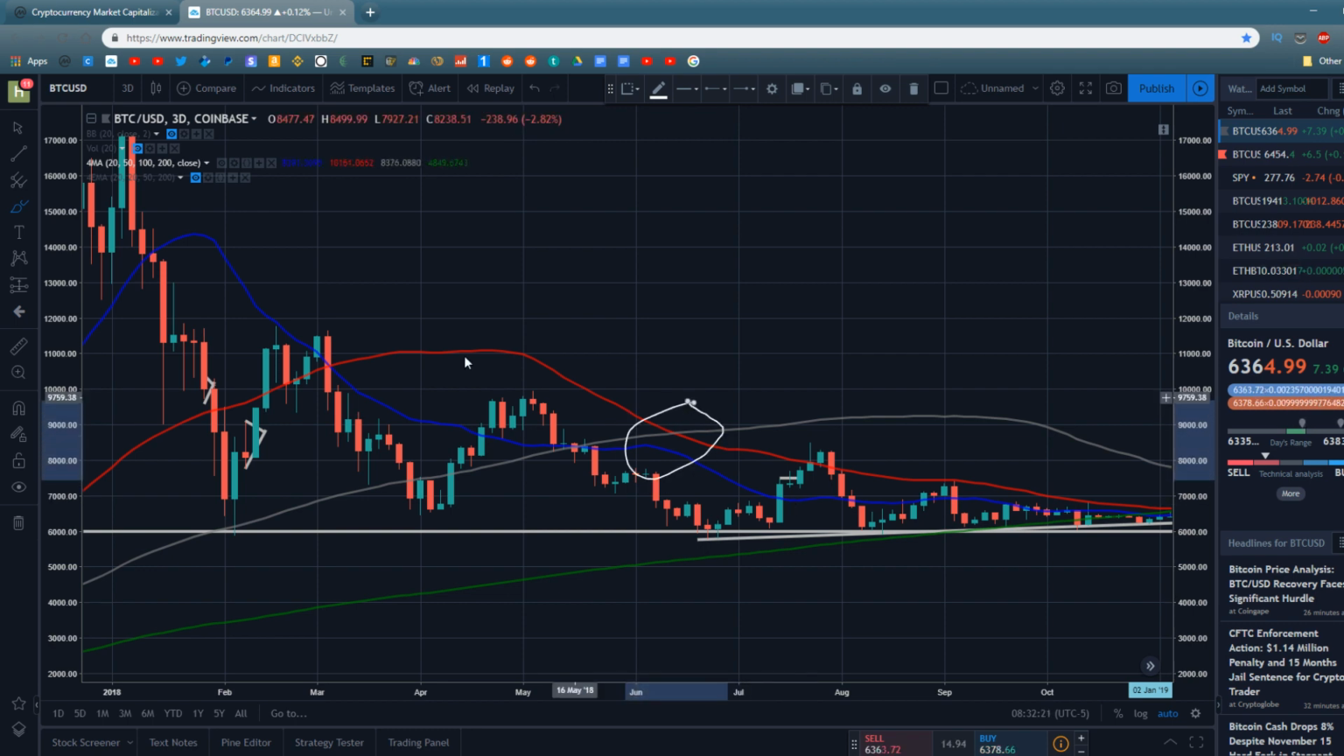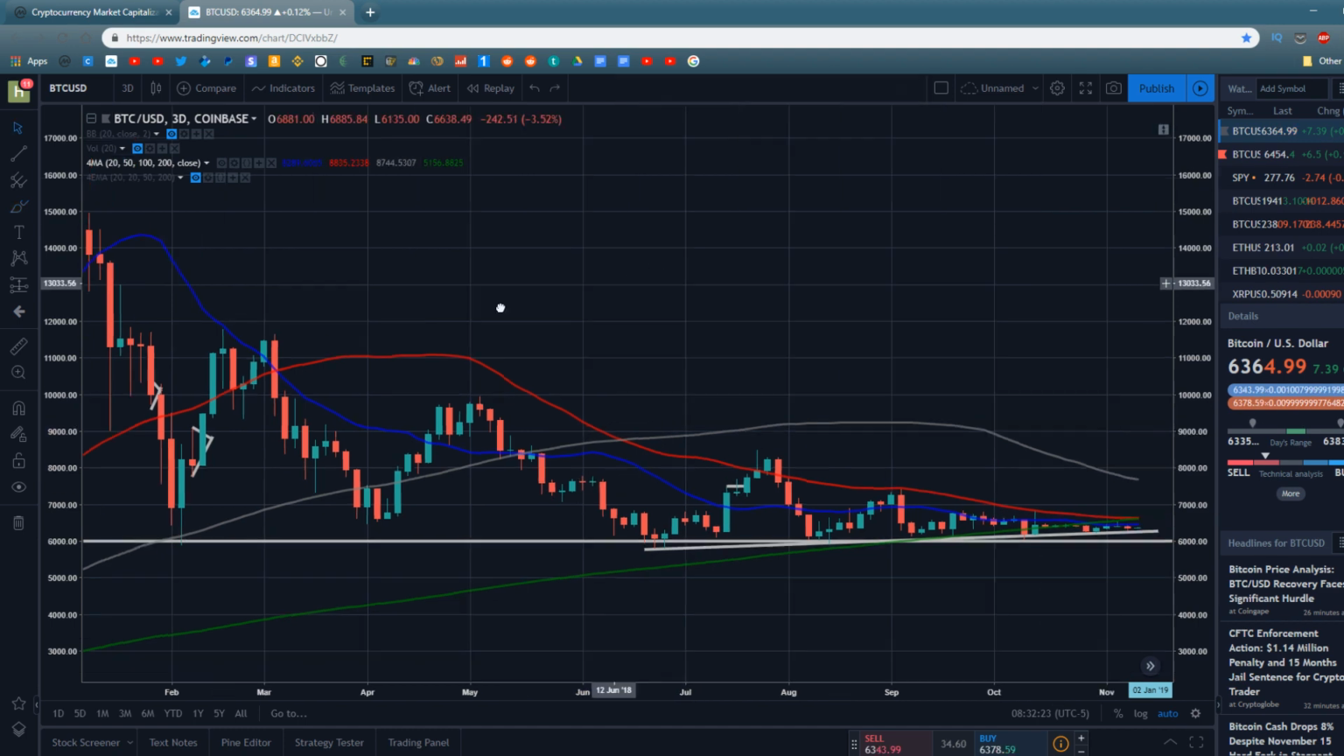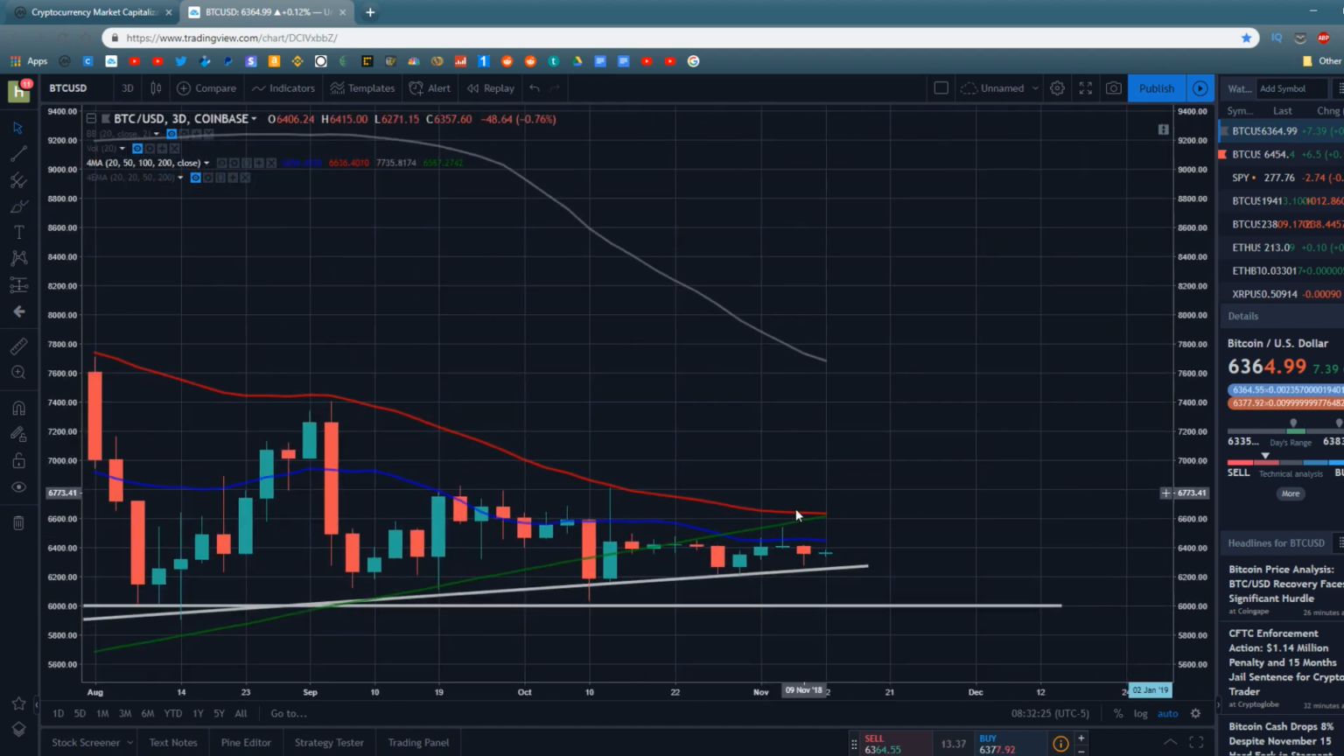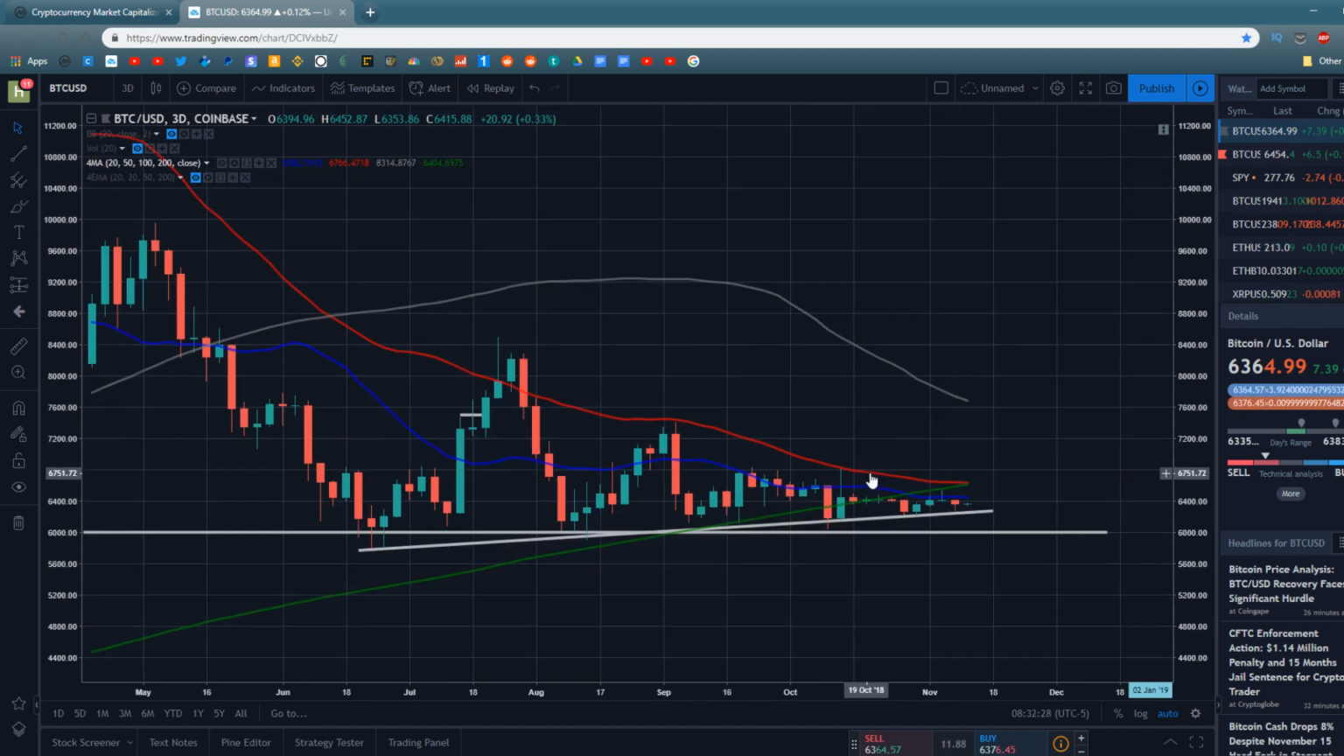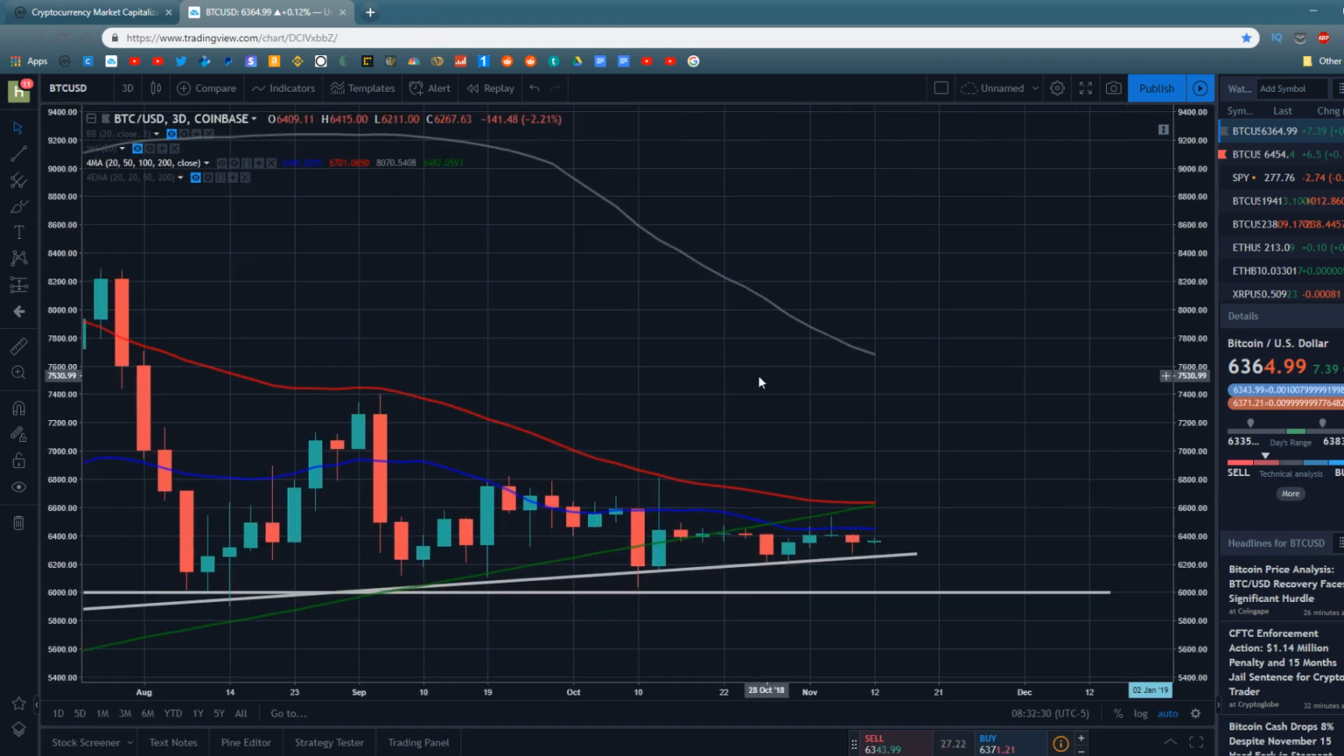Is a death cross now a bullish sign? I don't think so. That's not really what a death cross is meant to mean. We're about to see another death cross over here. Whether or not it's going to be major is something we'll see.